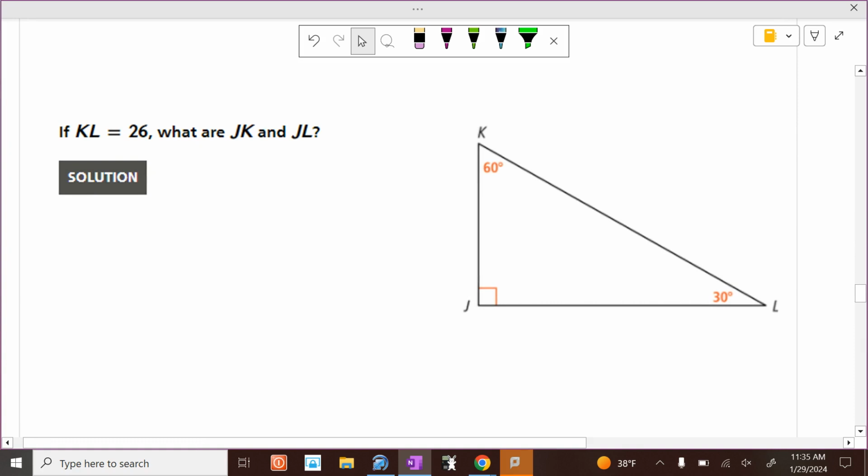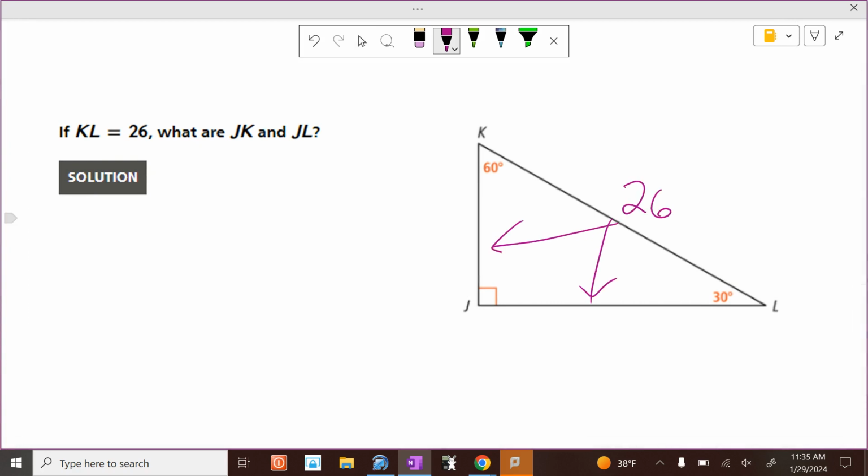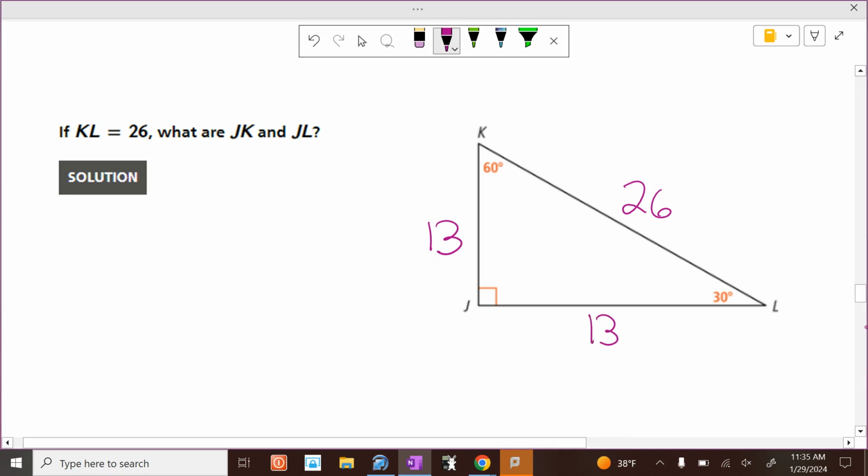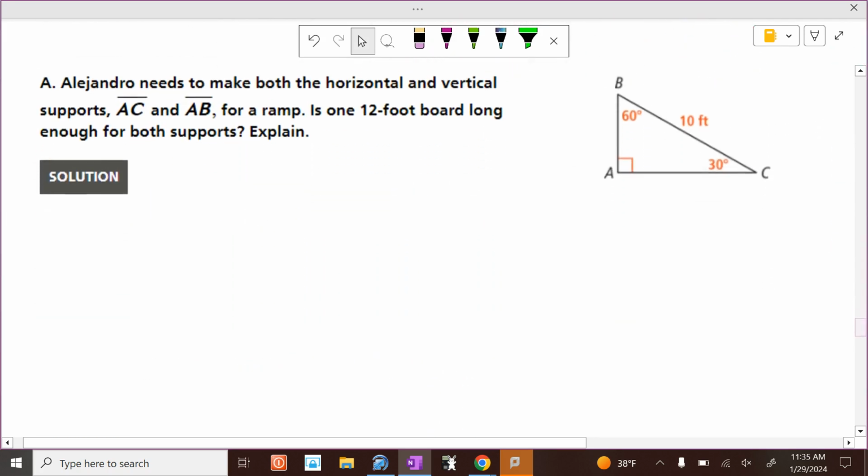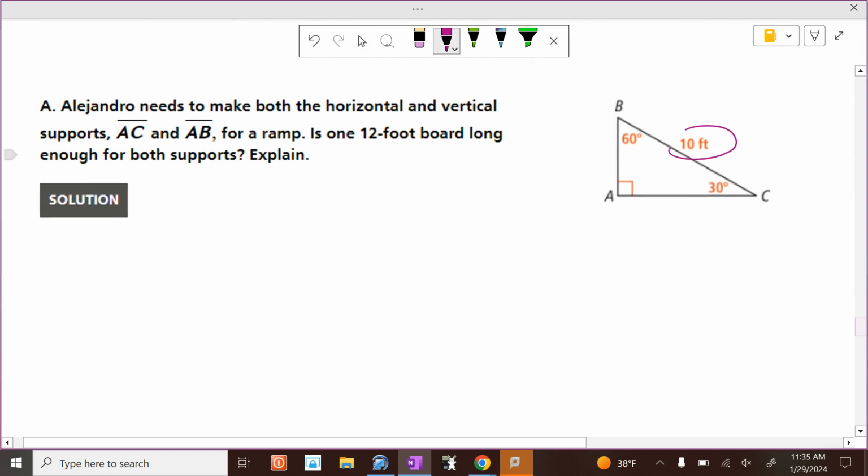Here, the hypotenuse is 26. What do you find first, the long leg or the short leg? Short leg. Always find the short leg first. So if we find the short leg, we get 13 here. Then how do you get from the short leg to the long leg? Multiply by square root of 3. Okay, that's a relationship for 30, 60, 90. So if this is 10 foot long, what's the short leg? 5. And the long leg? 5 square root of 3.